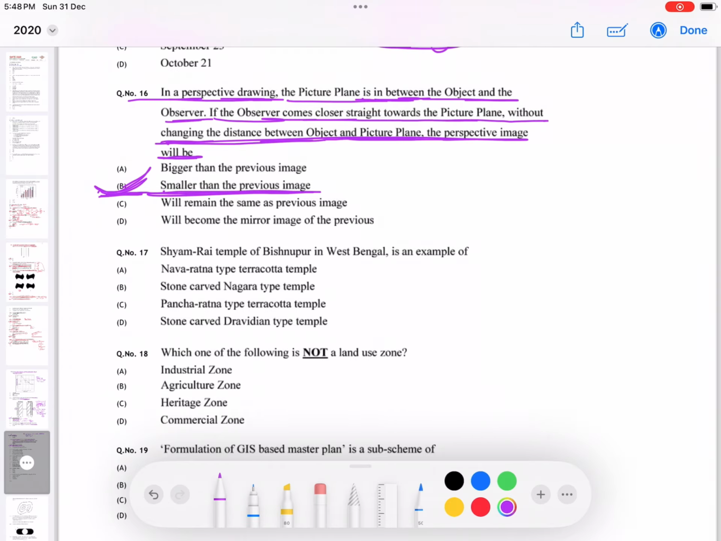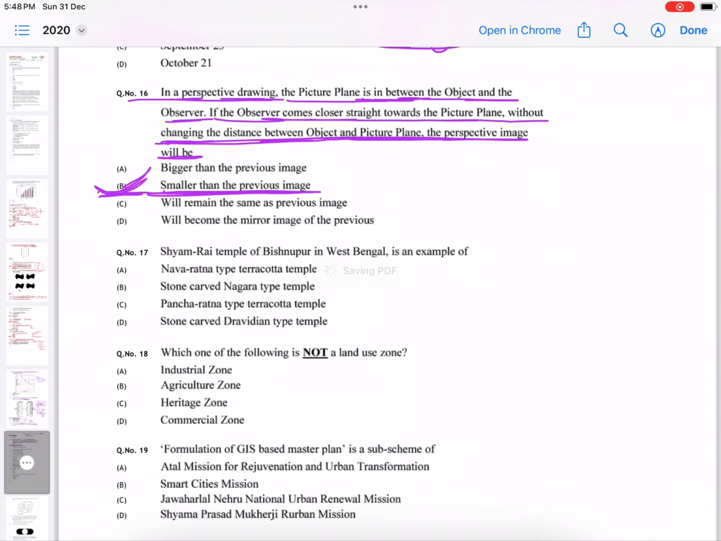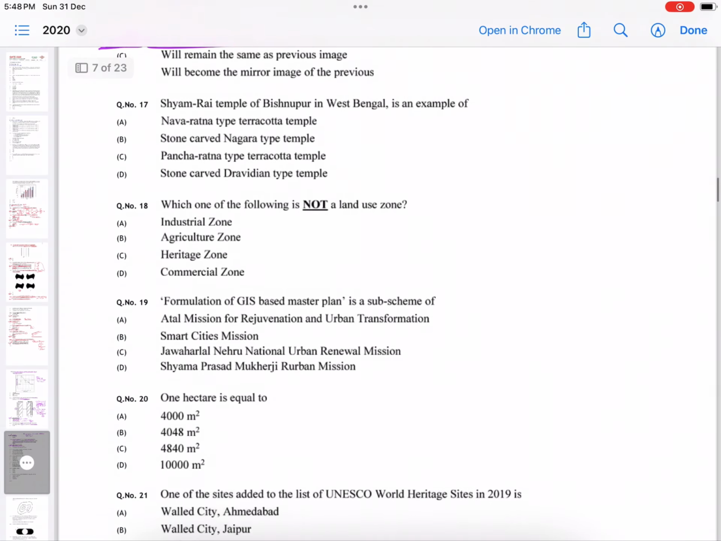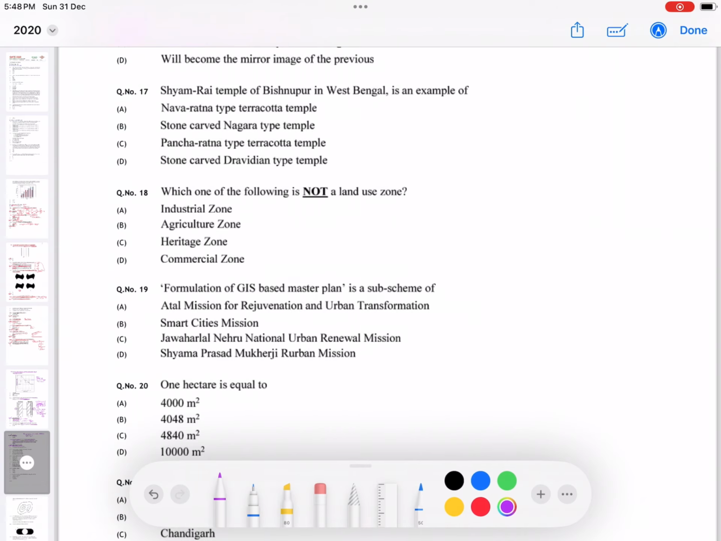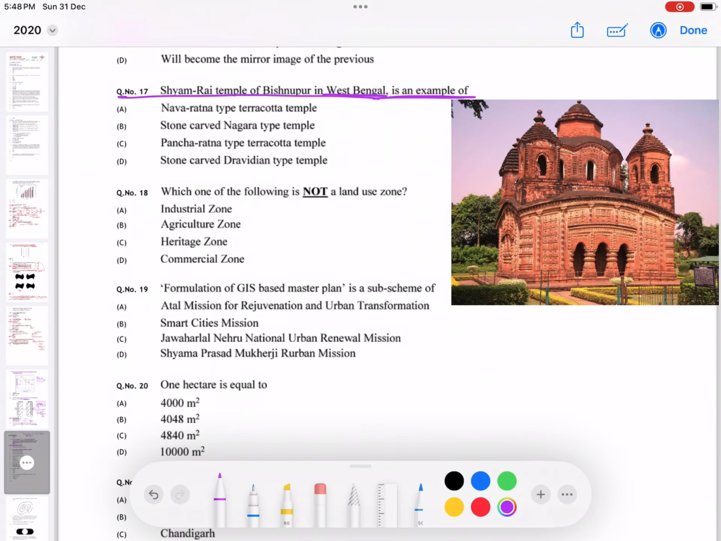Now moving on to the question number 17th. The Sham Rai temple of Bishnupur, it's in West Bengal. Bishnupur is an example of. So you can see by the image, it is a terracotta temple and it is Panchratna temple. Panchratna temple and terracotta. From the diagram you can see that.